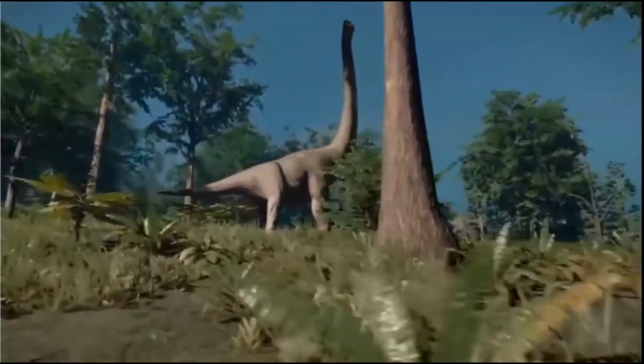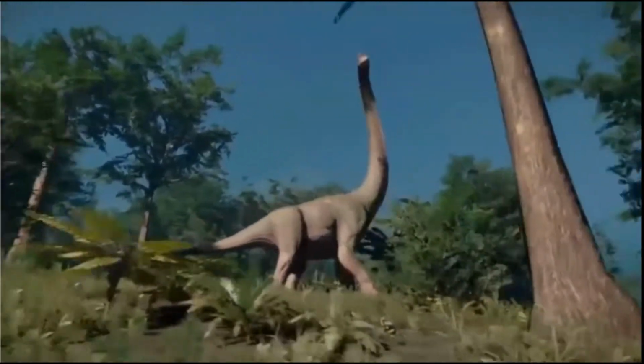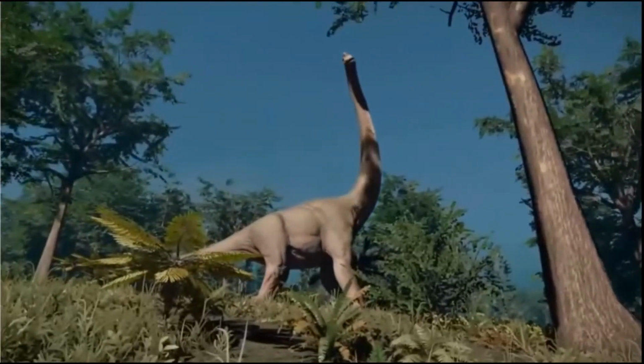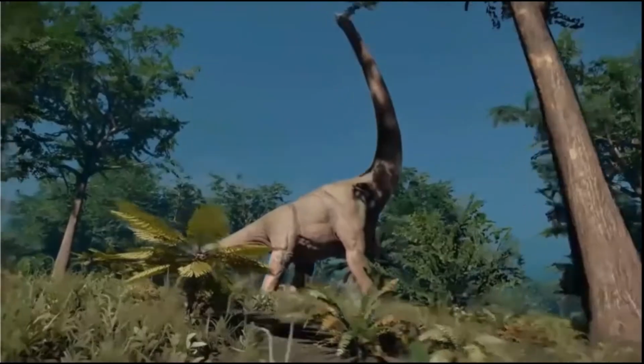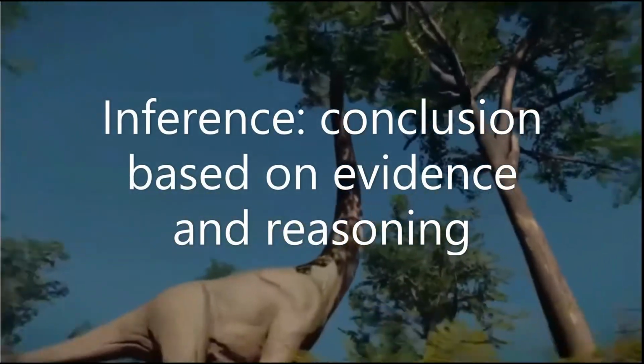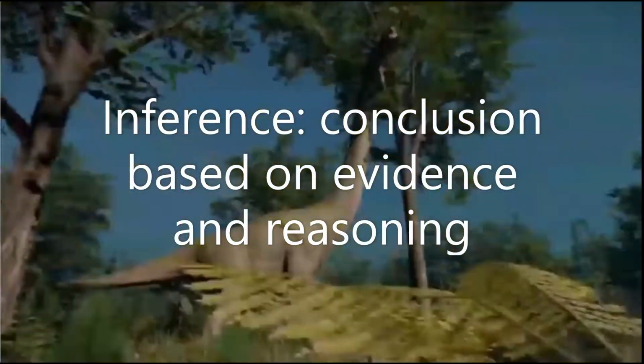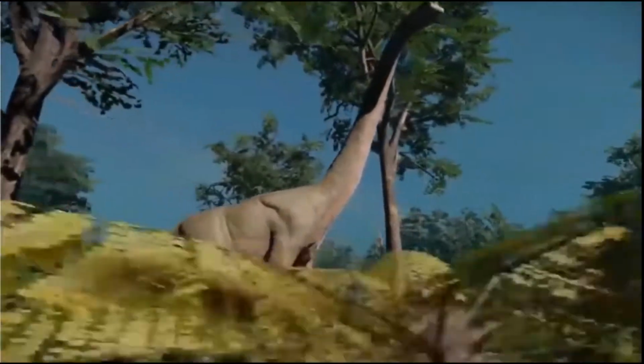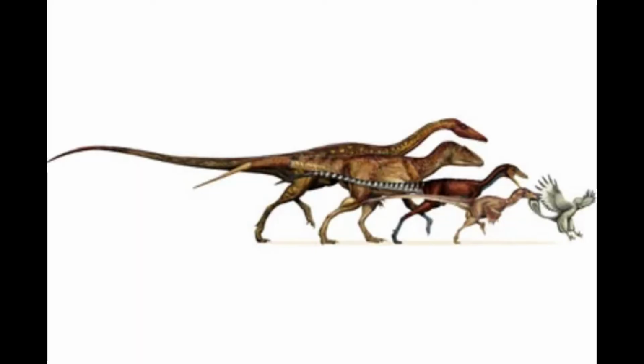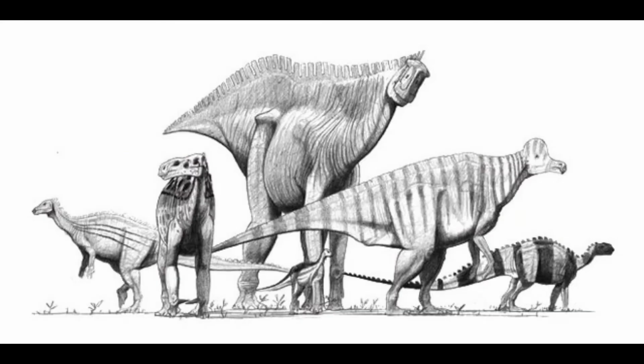By using this information, paleontologists can make inferences about what kind of dinosaur made the tracks. An inference is a conclusion based on evidence and reasoning. Bipedal tracks, or walking on two feet, can only have been left by theropods or ornithopods. Theropod tracks are generally longer and narrower than those of ornithopods.